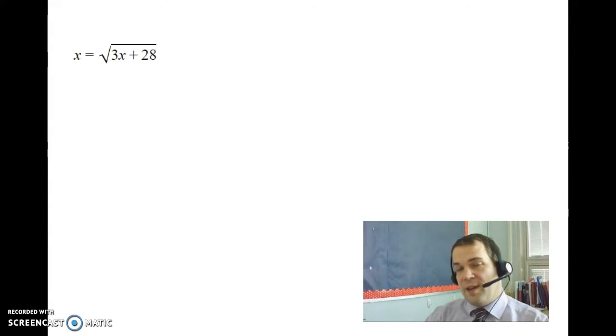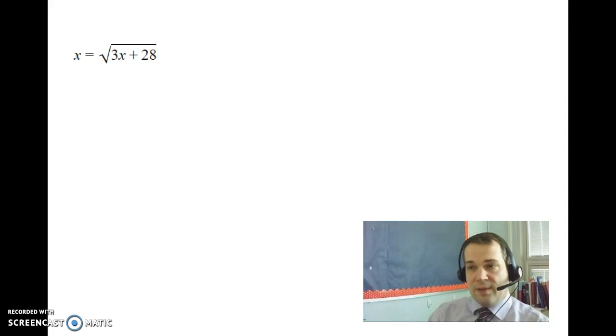Here we have an equation with an x under the radical and an x not under the radical. When that happens, we do have to get rid of the radical first and see what happens. And before we can get rid of the radical, we have to make sure it's all by itself. In this example, the radical is already all by itself on the right side of the equation.